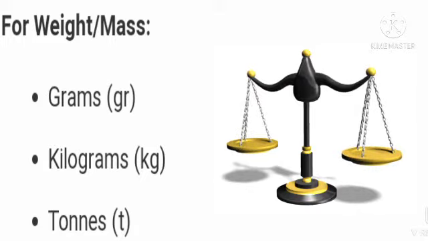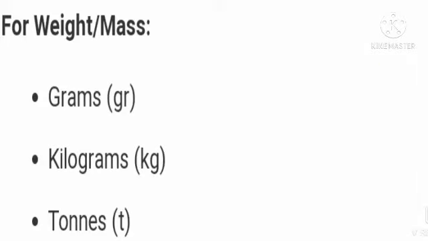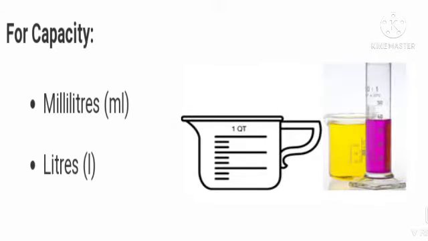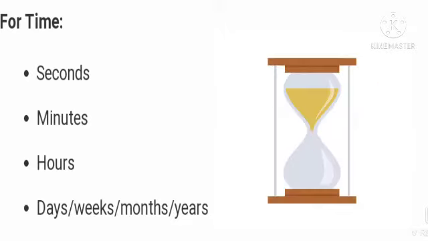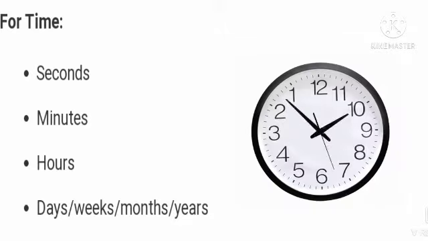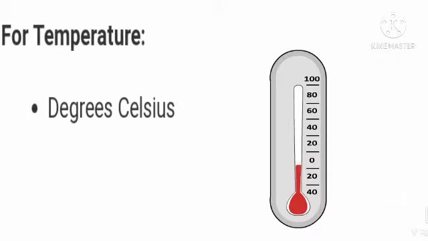For weight or mass, we are using the metric units grams, written in short form as gr, kilograms, kg, tons, t. For capacity or volume, we are using the standard units milliliters, ml and liters, L. For time, seconds, minutes, hours, days, weeks, months, years. For temperature, we are using the metric unit degrees Celsius.